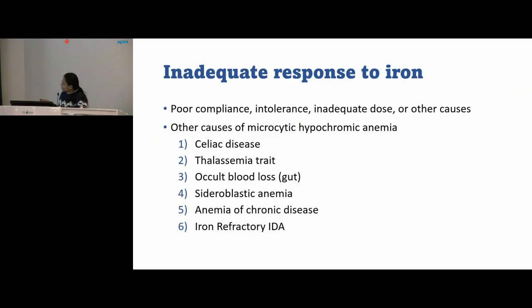So after looking for all these causes, if a child is not responding to iron supplements, you think of other causes of microcytic hypochromic anemia. Celiac disease is very common in our part of the country, and usually they present with short stature, anemia, loose stools, abdominal distension, etc. So this needs to be kept in mind. And then you can have other causes of microcytic anemia, that is thalassemia traits or sideroblastic anemia or anemia of chronic disease, and rarely you can have something known as IRIDA.